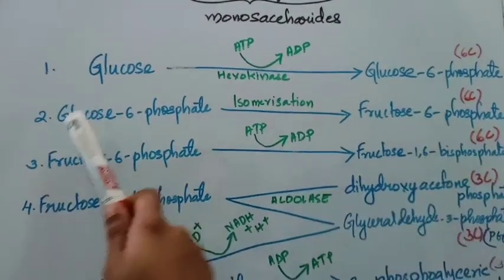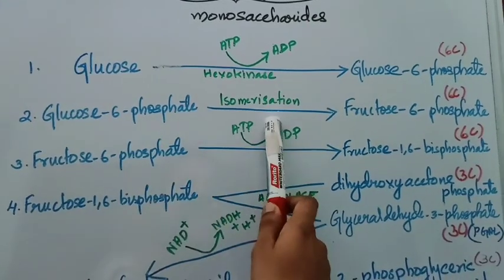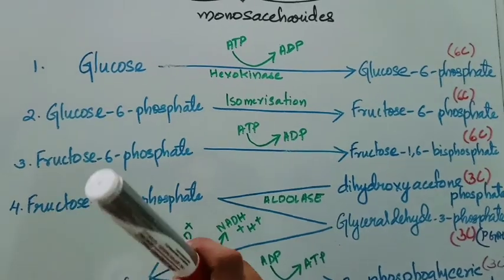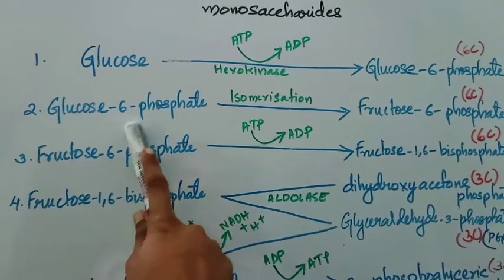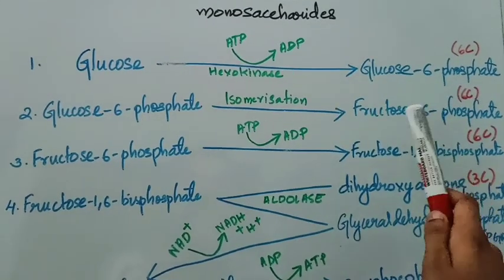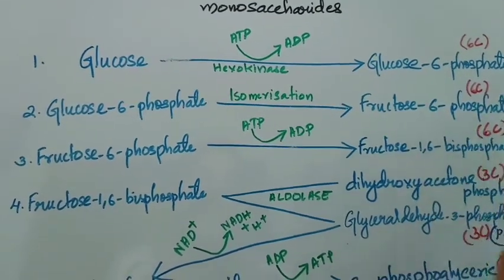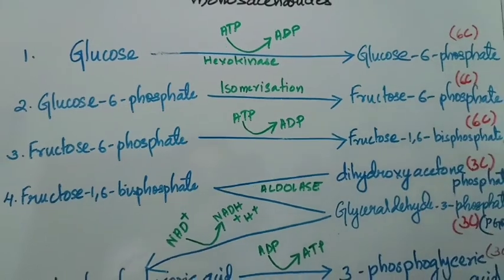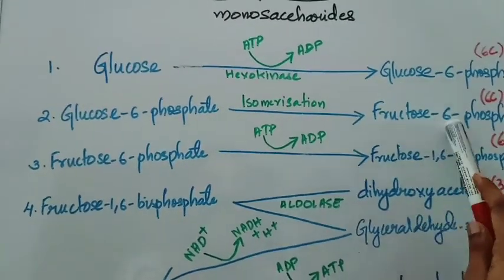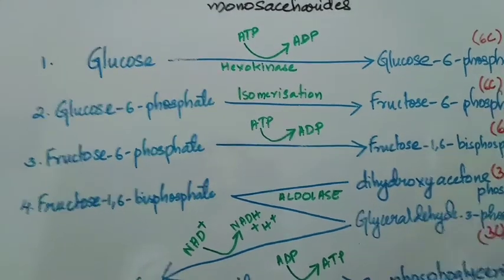The next step is the isomerization of glucose 6-phosphate. Isomerization means the structure is changed a little. So when the structure of glucose 6-phosphate is changed a little, another isomer forms, that is fructose 6-phosphate. Now you can see here I have mentioned the number of carbon atoms present in each of the molecules. So fructose 6-phosphate also has 6 carbon atoms.